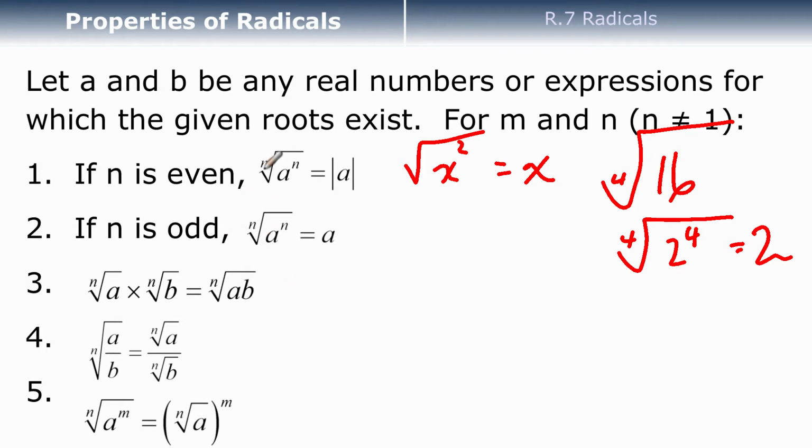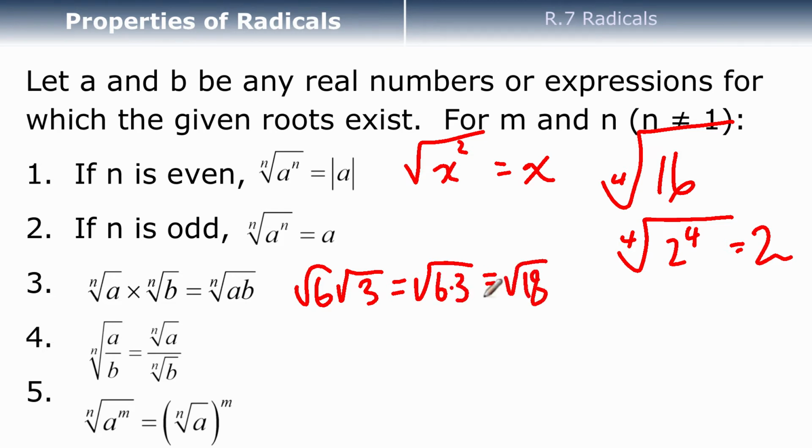Same thing if the index is odd, you get that same rule. Also, if I'm taking the nth root of a value and I'm multiplying by the nth root of another value, I could just rewrite those all under one nth root. So if I have the square root of 6 times the square root of 3, that's the same thing as the square root of 6 times 3, or the square root of 18.